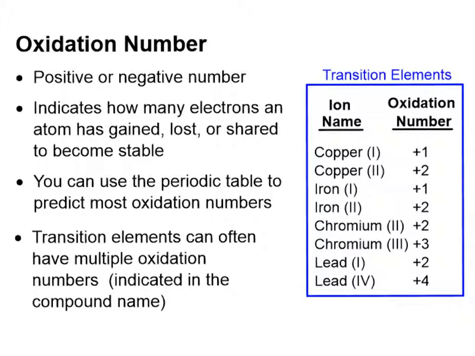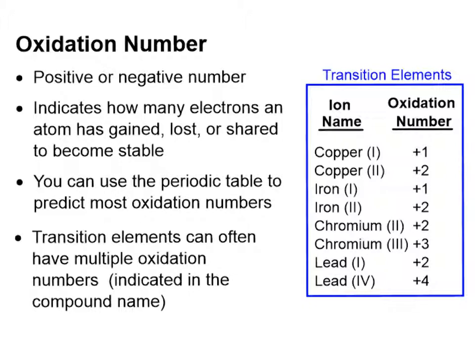In order to name binary ionic compounds, we have to learn about something called an oxidation number. An oxidation number only indicates how many electrons an atom has gained, lost, or shared in order to become stable. It doesn't have anything to do with oxygen, but it has to do with the numbers of electrons that have either been transferred or shared in order for an element to achieve stability. It's going to be a positive or a negative number, or it could be zero if it doesn't have an oxidation number. It has no charge whatsoever.